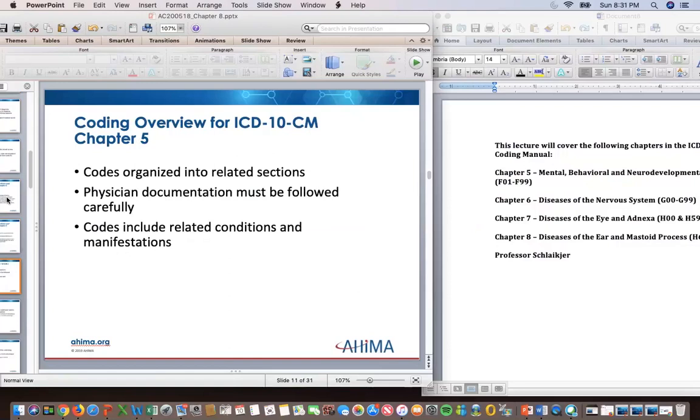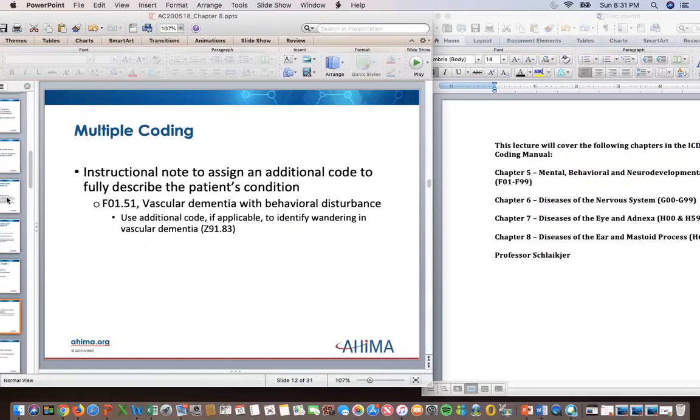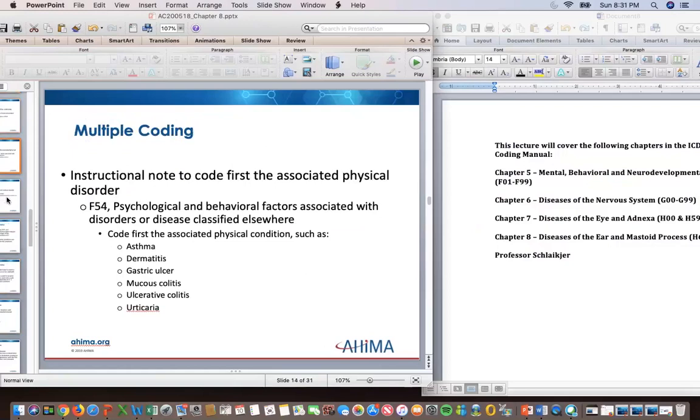Codes include related conditions and manifestations in this case, and as you make your way through, you'll see that there's multiple coding underneath a lot of those categories, and they'll tell you to first code the associated physical disorders. So in this case, F54 is psychological and behavioral factors associated with disorders or diseases classified elsewhere. You should code first the associated physical conditions such as asthma, dermatitis, gastric ulcer, mucous colitis, ulcerative colitis, or urticaria.